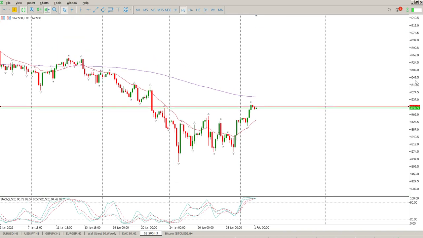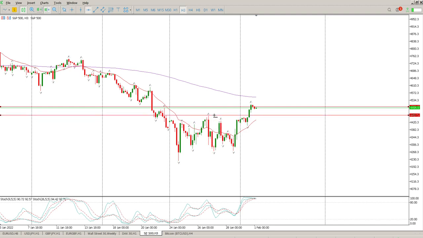Right, so start with a 3 hour. We have that big level up there, and then we have this breakout of last week. So that was last week's high. We've broken through it. I want to see us come back onto it, test it, find support there, and then start moving to the upside. Don't like the way the oscillators are looking.